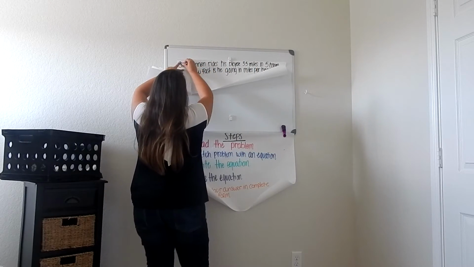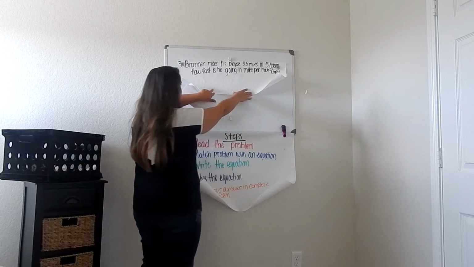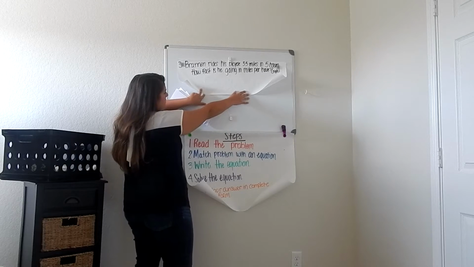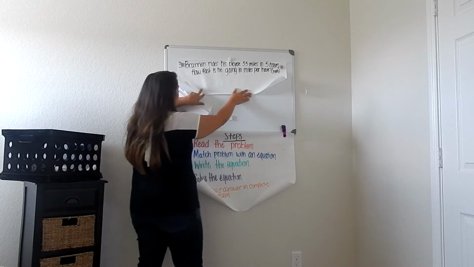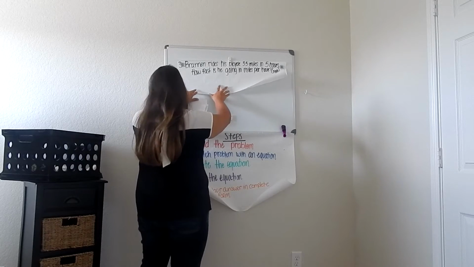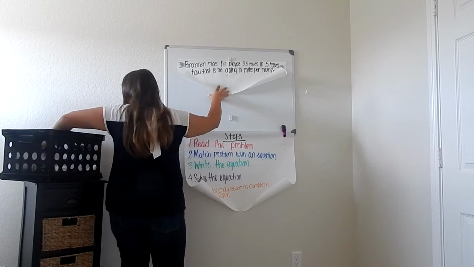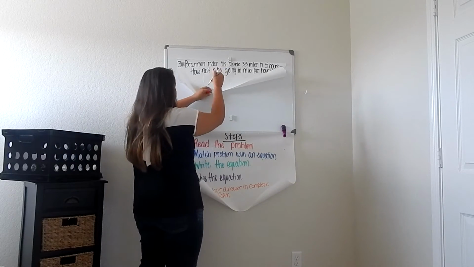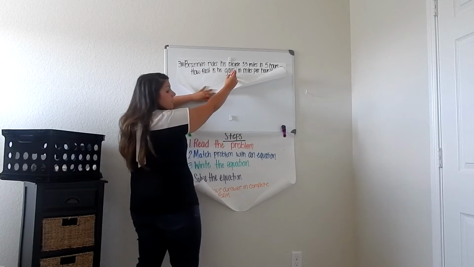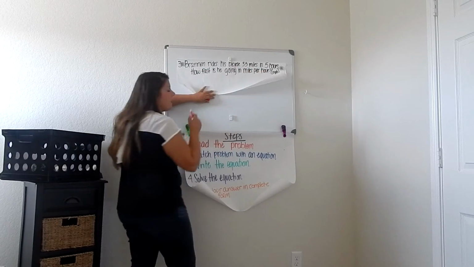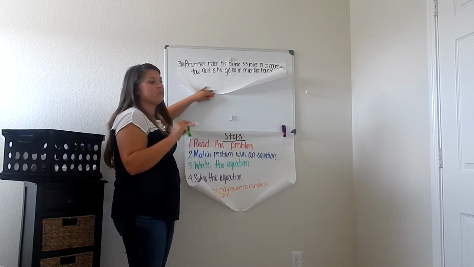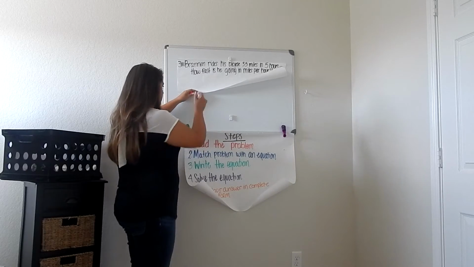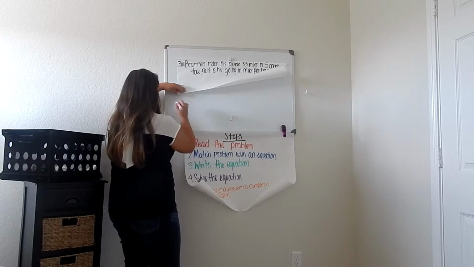Alright, Millie, can you read this to the class, please? Good job. Okay. So remember, our first step is to what? Read the problem. Okay, so we're going to read the problem. Brandon rides his bicycle 35 miles in 5 hours. How fast is he going in miles per hour? Remember, that's abbreviated as MPH. Okay? So we read the problem. Check.